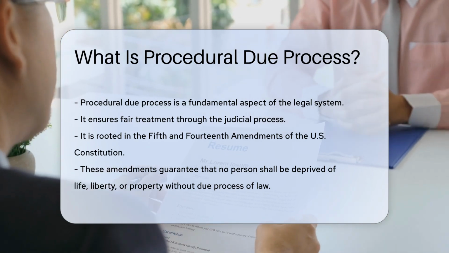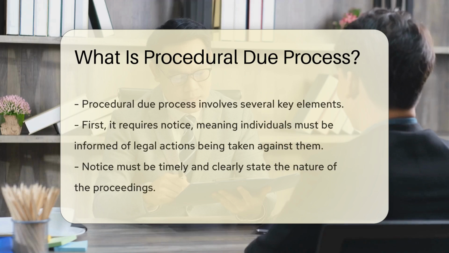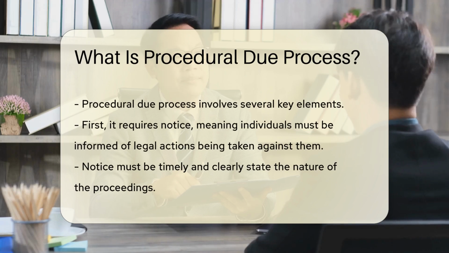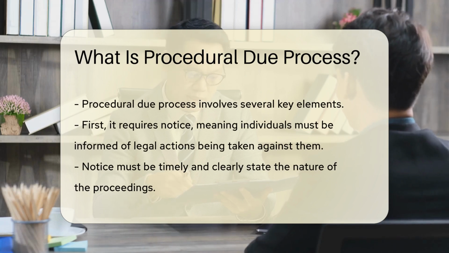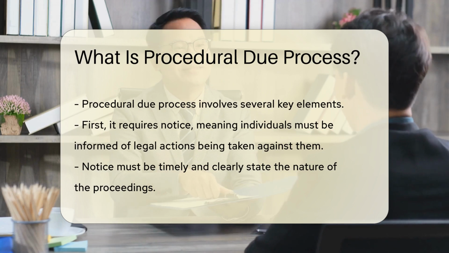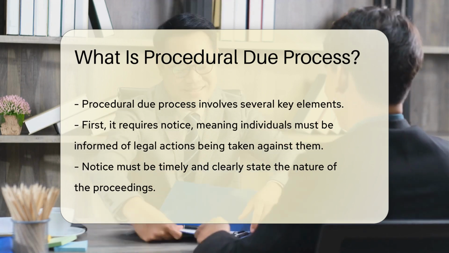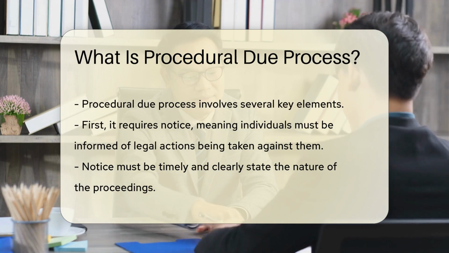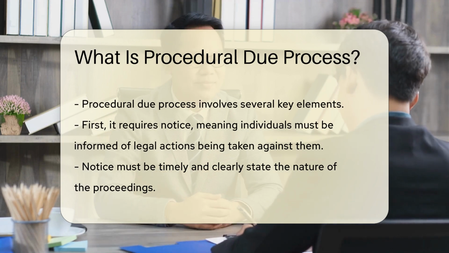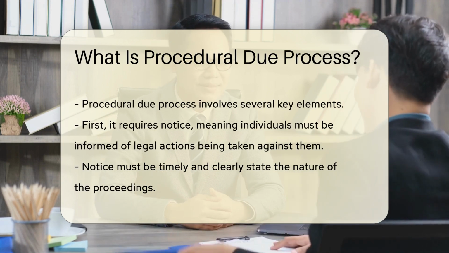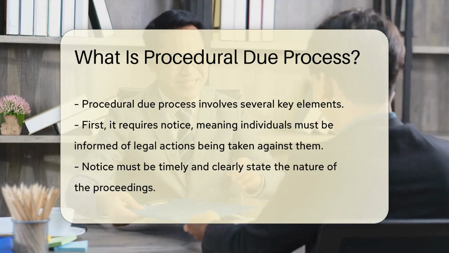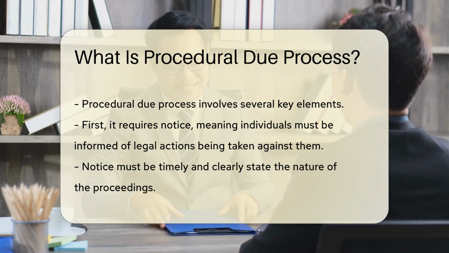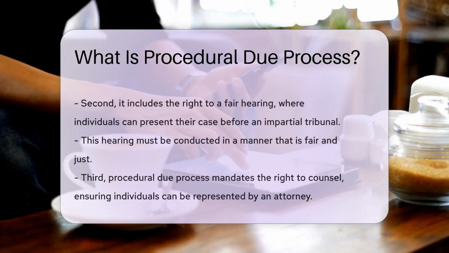Procedural due process involves several key elements. First, it requires notice. This means individuals must be informed of legal actions being taken against them. Notice must be timely and clearly state the nature of the proceedings. Second, it includes the right to a fair hearing. Individuals must have an opportunity to present their case before an impartial tribunal. This hearing must be conducted in a manner that is fair and just.